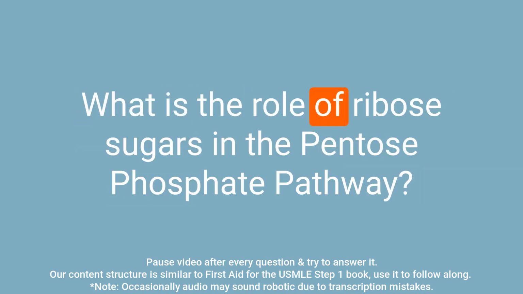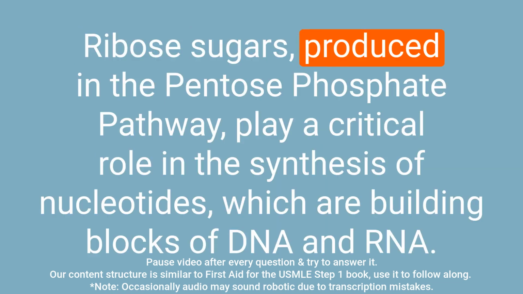Question: What is the role of ribose sugars in the pentose phosphate pathway? Answer: Ribose sugars, produced in the pentose phosphate pathway, play a critical role in the synthesis of nucleotides, which are building blocks of DNA and RNA.